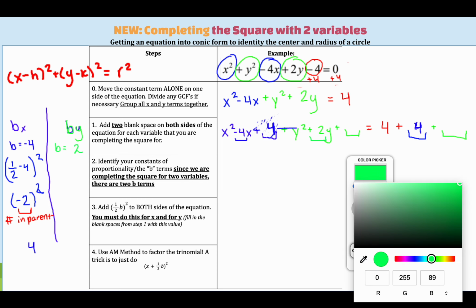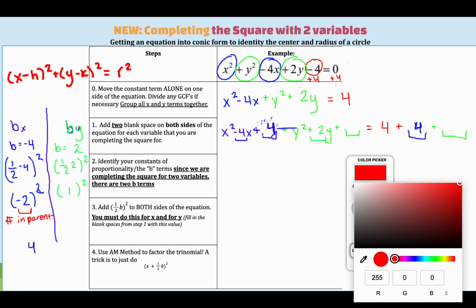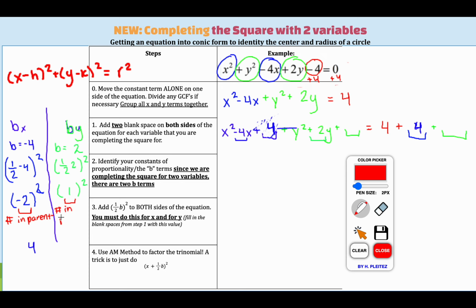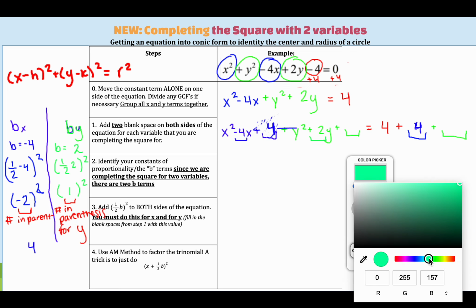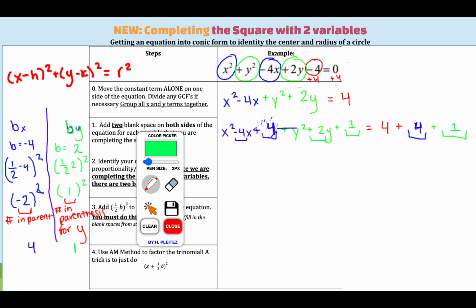And then we need to figure out 1/2 of b squared for our y terms. So when we do 1/2 of 2, we got to square that. When we do 1/2 of 2, we get +1. Now remember, this number right here is important because this is what's going to go in the parentheses for our y. Now when we simplify that number fully, we're going to get just +1, right? 1 squared is just 1. And that's what we're adding to both sides over here. Now, when we fully simplify this right side, we get 4 plus 4 plus 1 is 9.